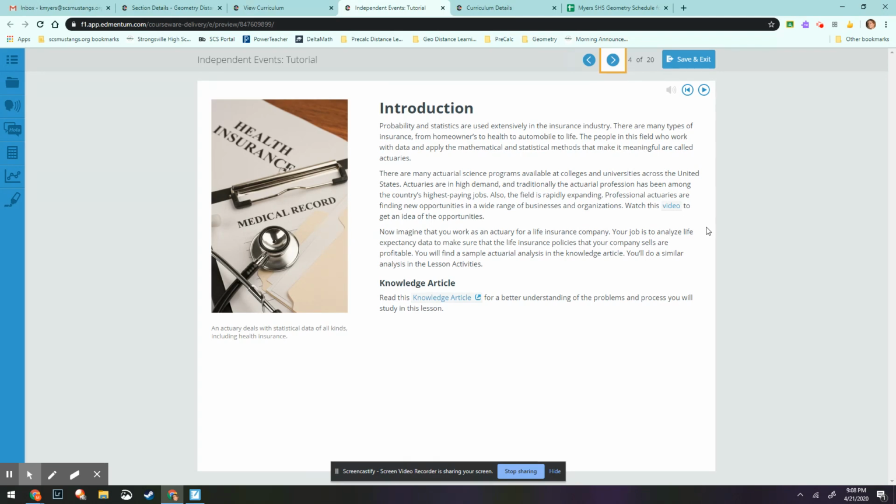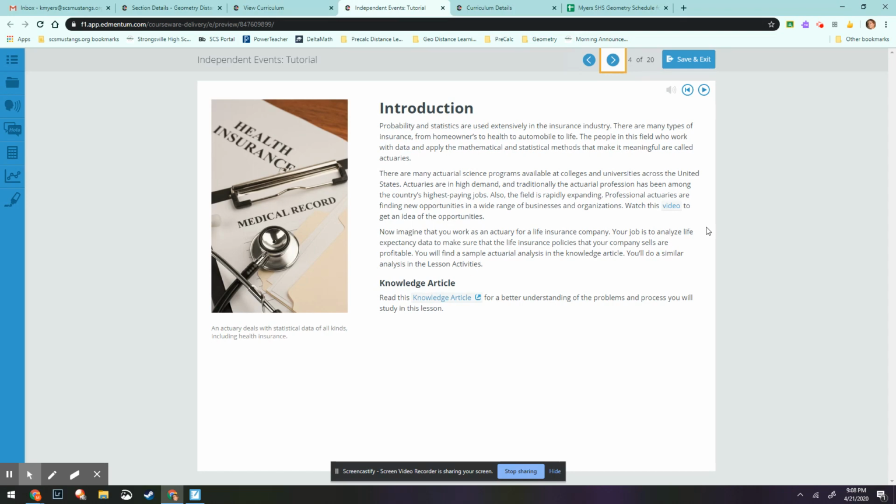You're free to read it on your own. You can pause and read. This is talking about how probability and statistics are used in insurance a lot. And this is something called actuarial science. So if you're really, really good at math and you wanted a job that involved a lot of math, then one thing you could do is become an actuary.